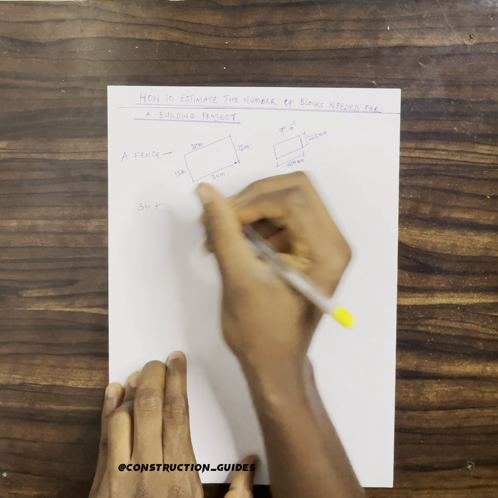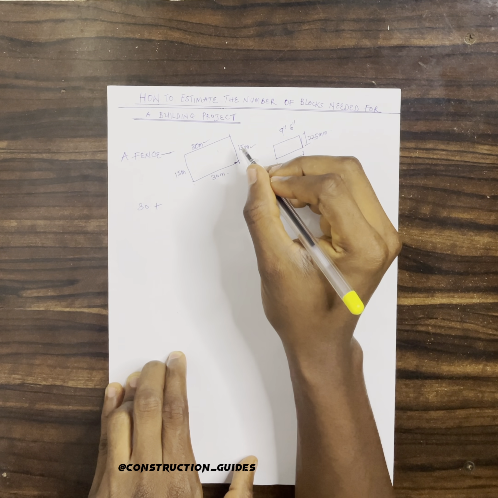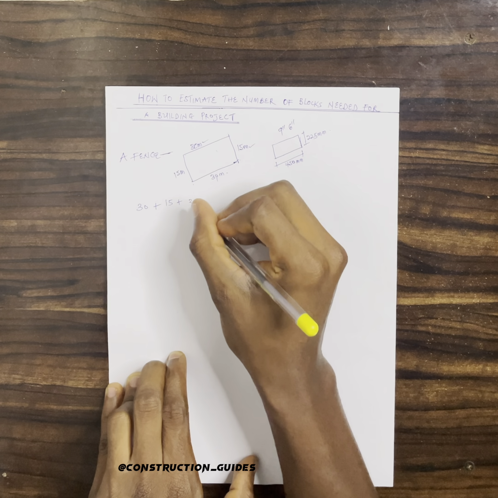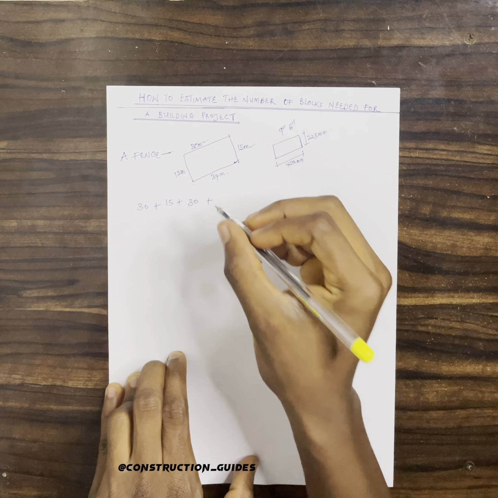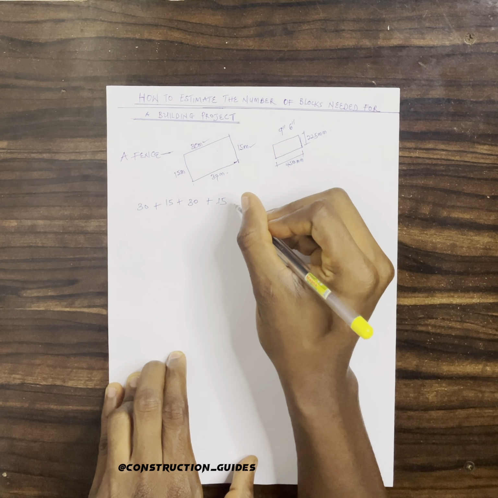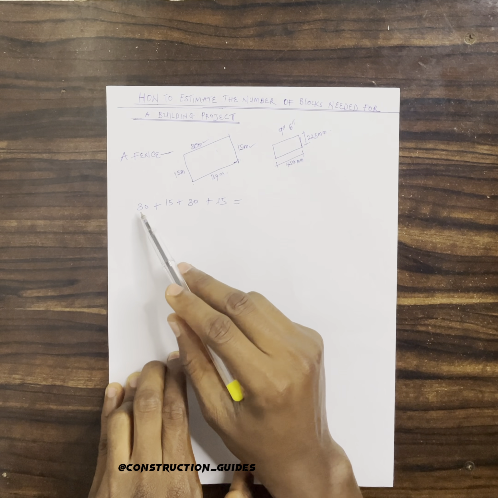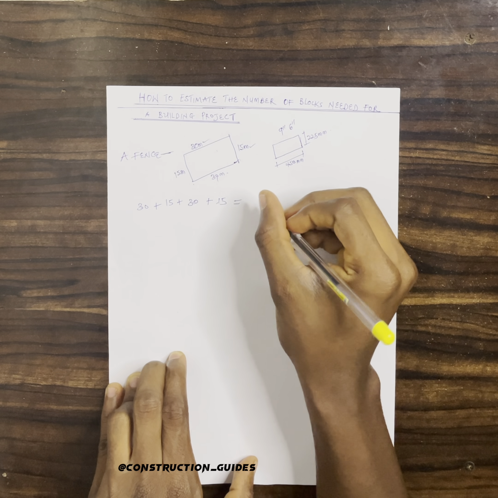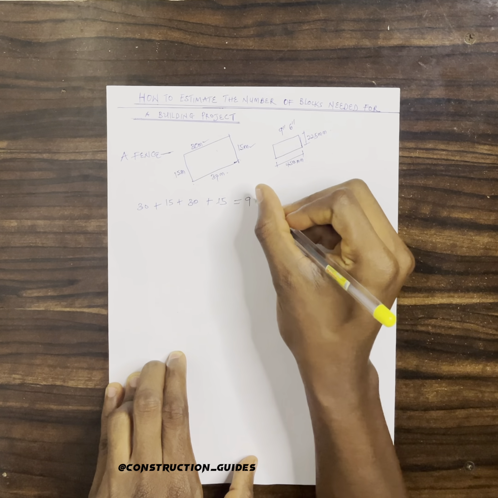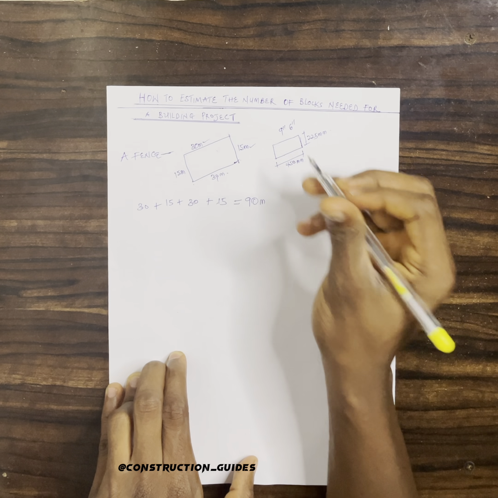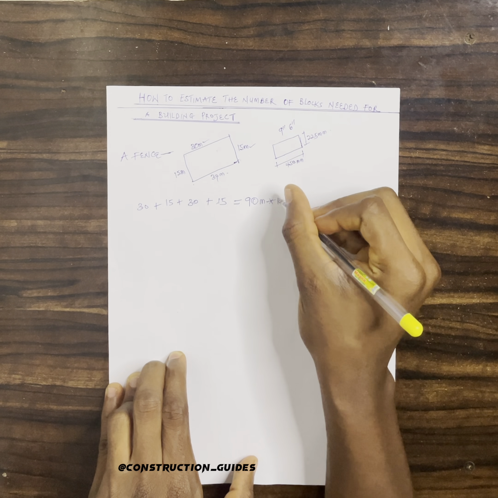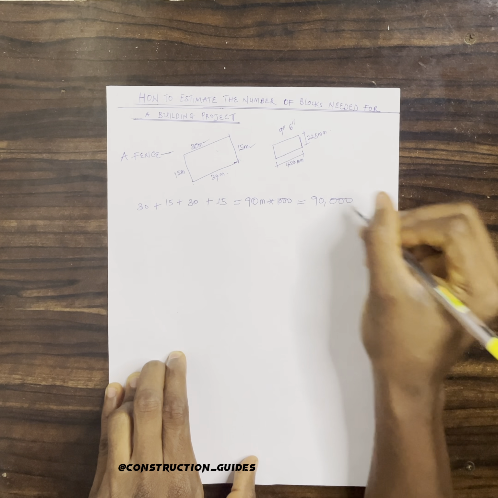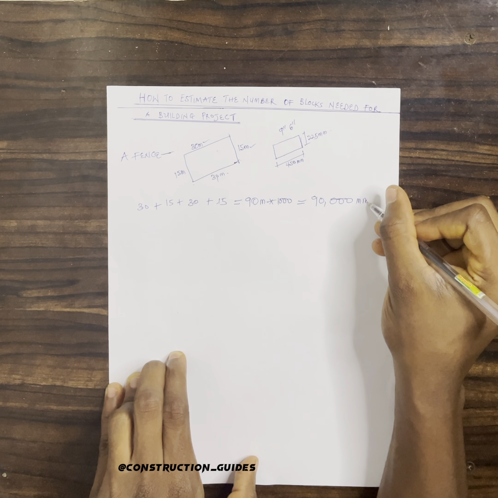So you can just say 30 plus 15 plus 30 plus 15. That will give you 30, 60 plus 30, that's 90. So that will give you 90 meters. In millimeter, that should be times 1000. That will give you 90,000 millimeters.